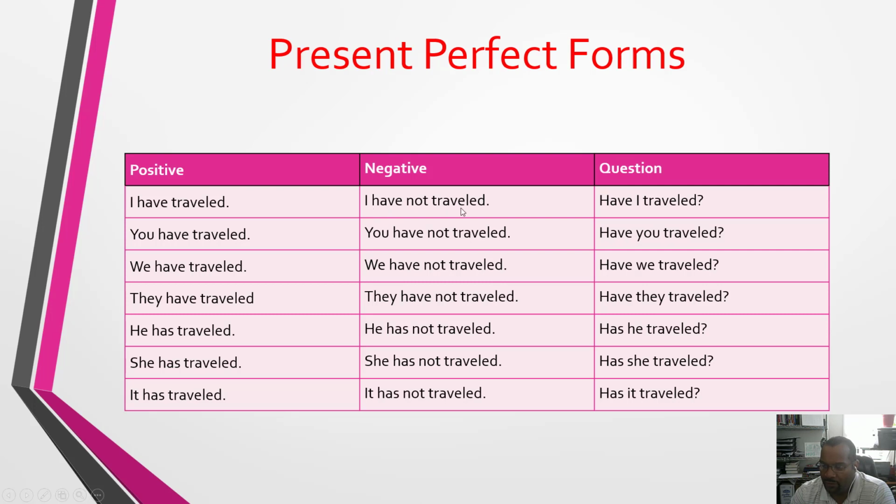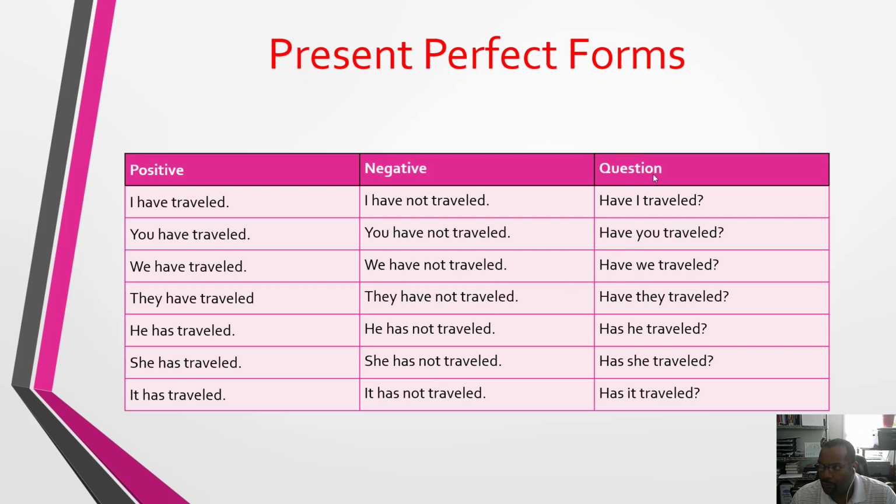I have not traveled. You have not traveled. We have not traveled. They have not traveled. Now, when we talk about he, she, or it has not traveled, we've changed our have to has.